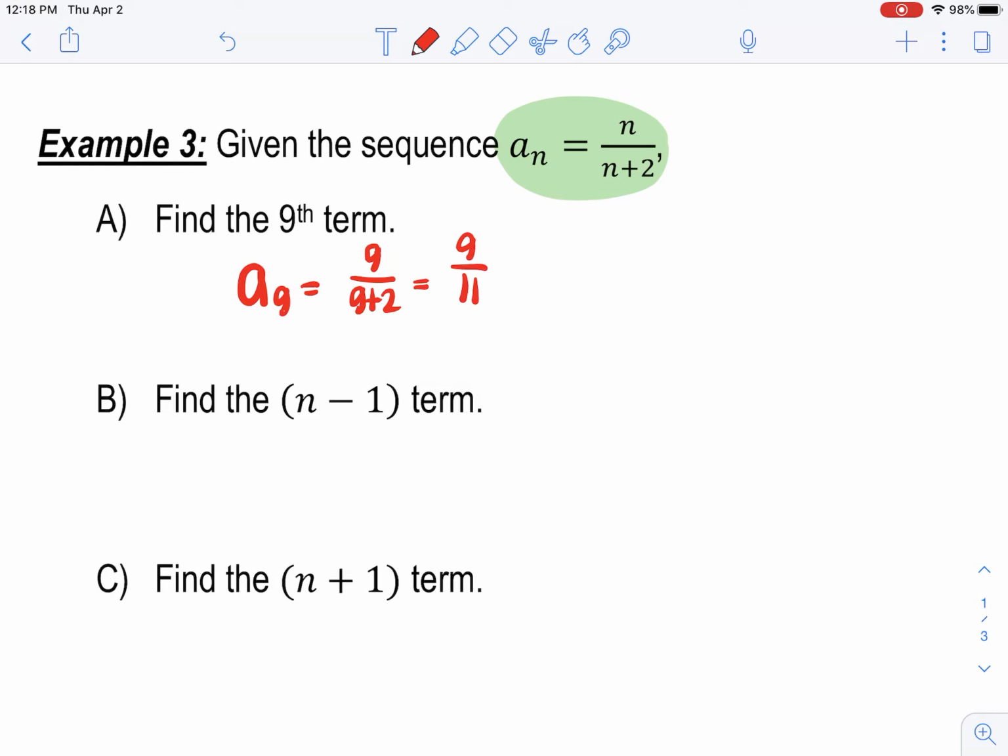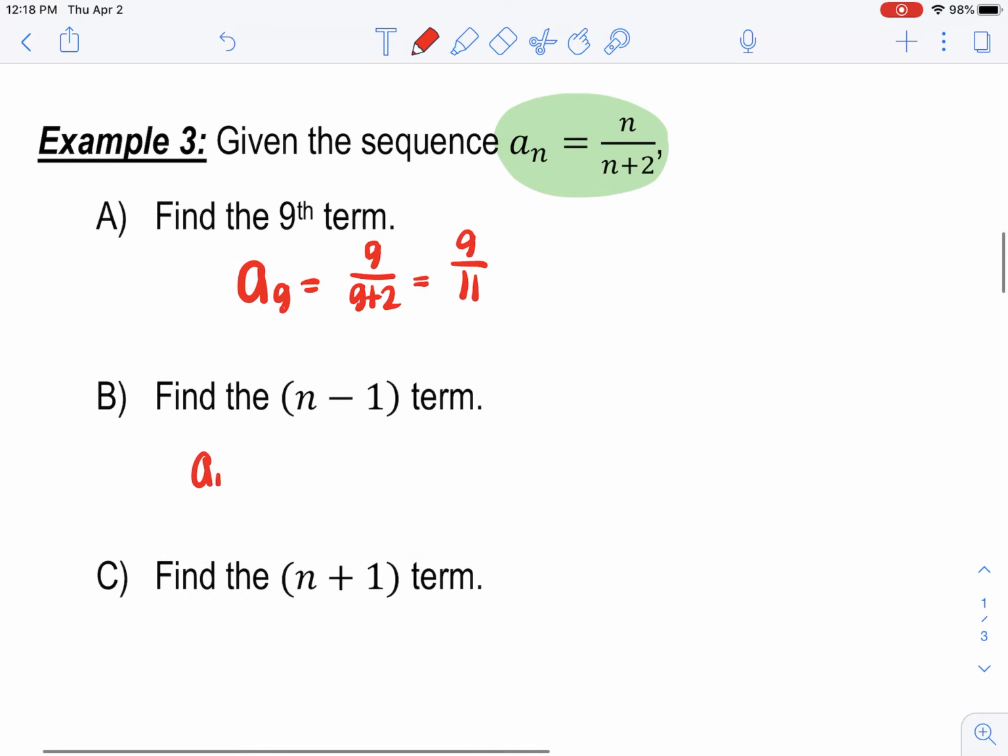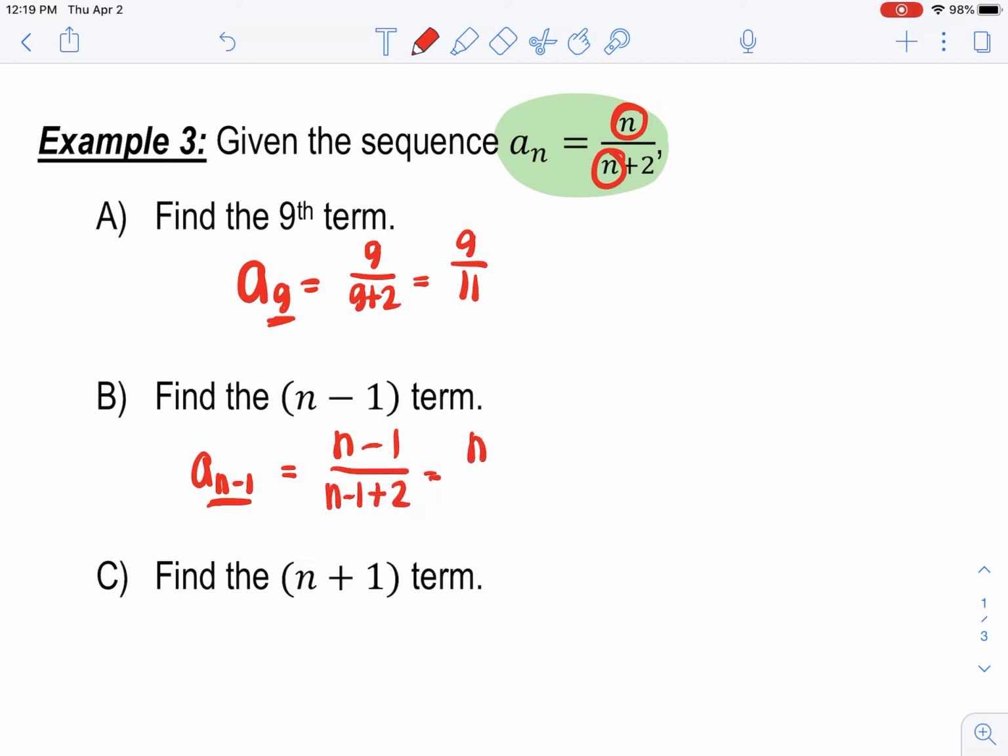Next one, find the n minus 1 term. So a sub n minus 1. Just like we plugged in 9 for n here, we're plugging in n minus 1 for n. So we're going to plug in n minus 1 here and here. So I get n minus 1 over n minus 1 plus 2, which is n minus 1 over n plus 1.